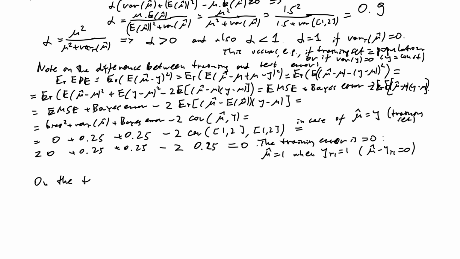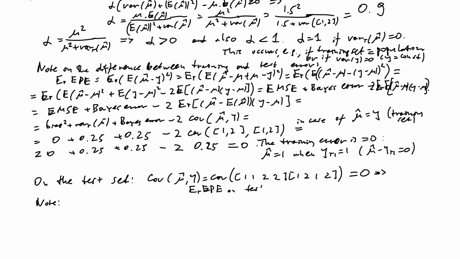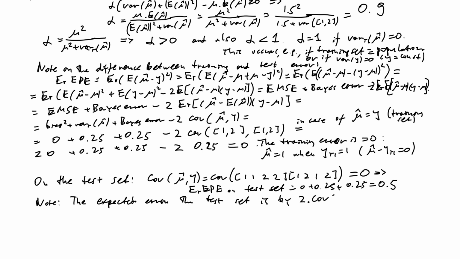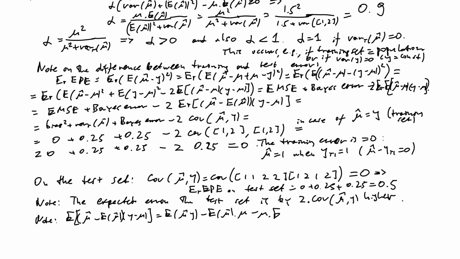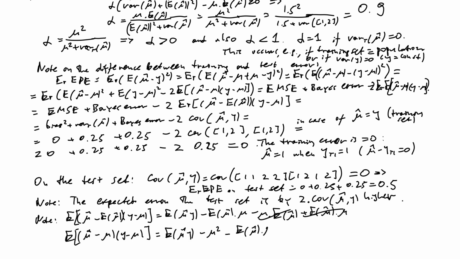In this case, mu hat is equal to y: if y from the training set is 1, mu hat is 1; if y is 2, mu hat is 2. And we get that the performance on the training set is 0, the error is 0. However, on the test set it is 0.5. So the difference between training and test set is exactly 2 times the covariance of mu hat and y. In the derivation, the covariance term was not exactly derived, so here I show how to derive it in practice.